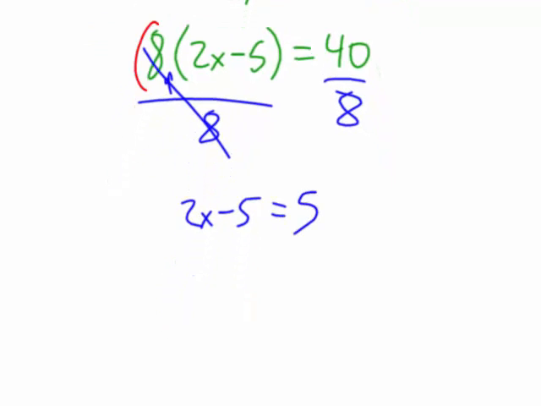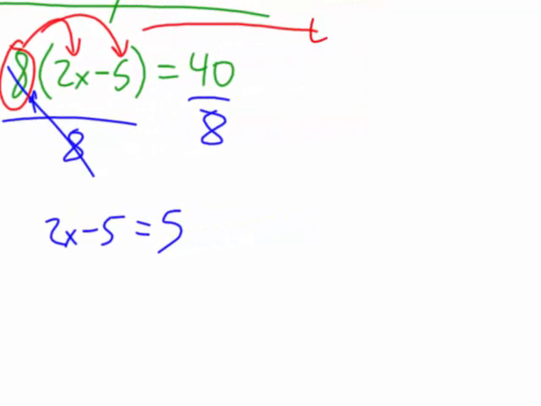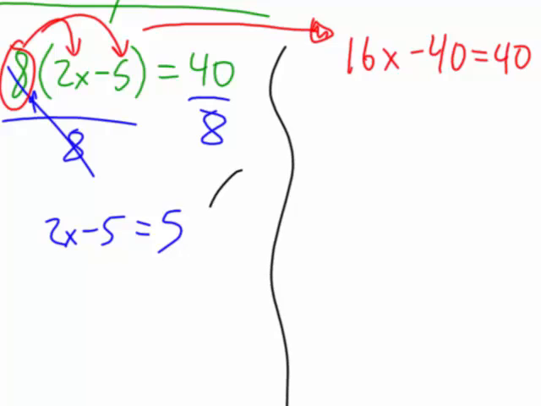Or what was the other thing I could do with this 8? I could distribute it as well. So if I did it that way, I'll bring that one over here. I'd have 16x minus 40 equals 40. So either of these ways would work just fine. And whatever you're more comfortable with, go with it, okay?